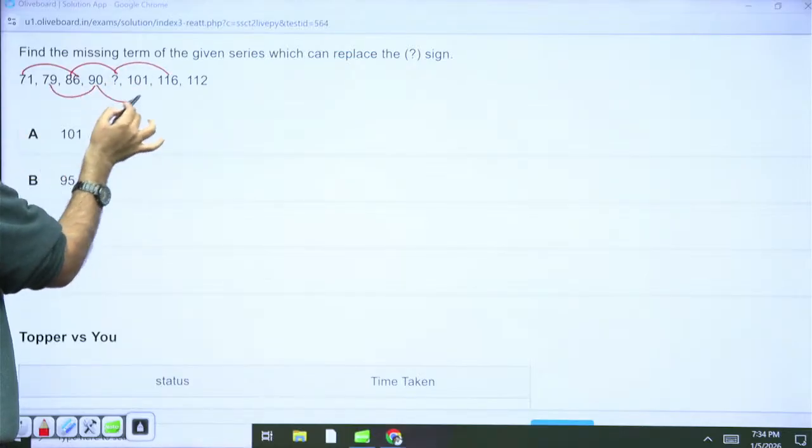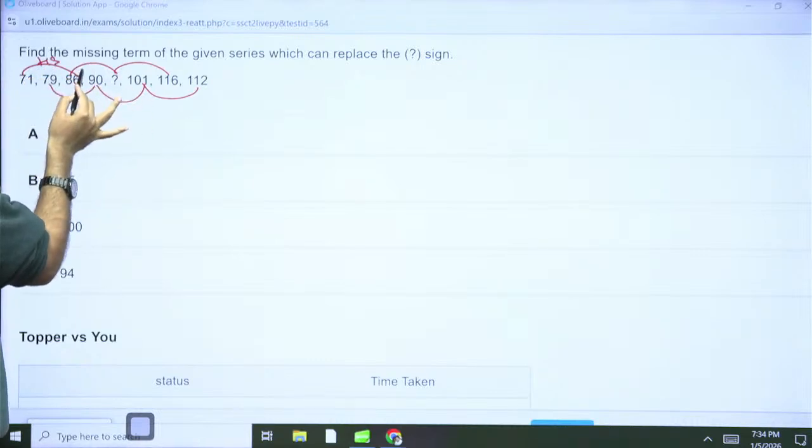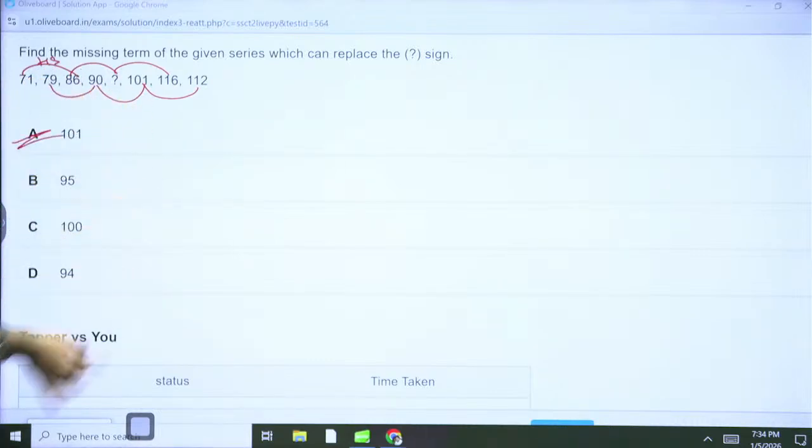Plus 11, plus 11, plus 11. Yes, that is making sense. So plus 15, plus 15, plus 15. So 86 plus 15 is 101. Option A is the right answer.